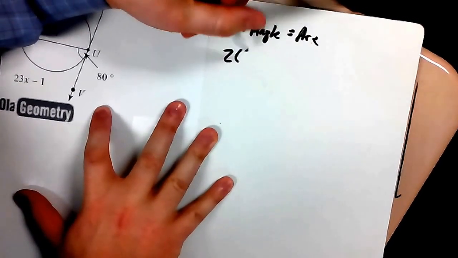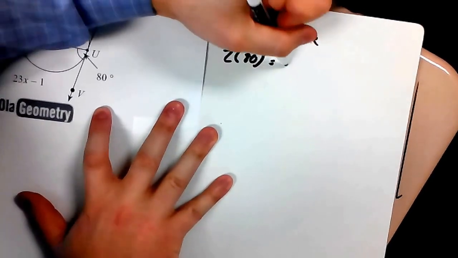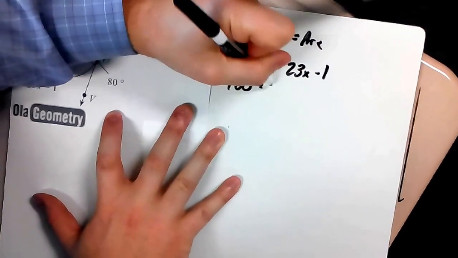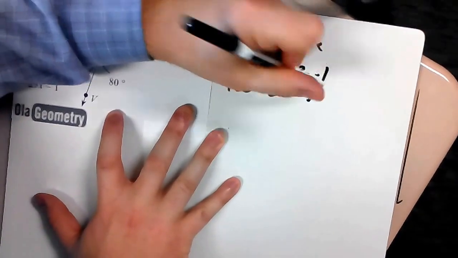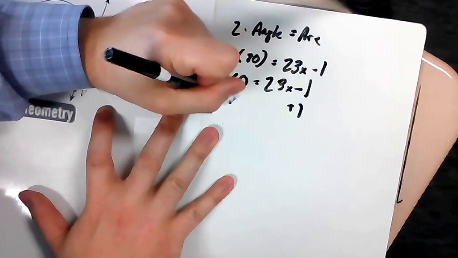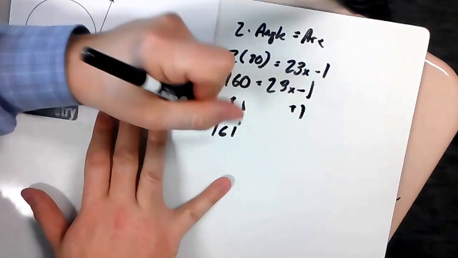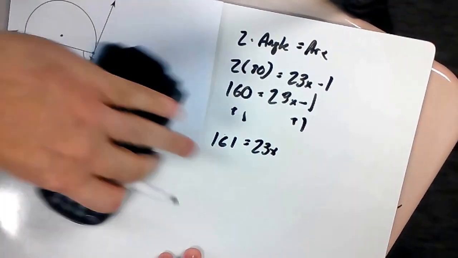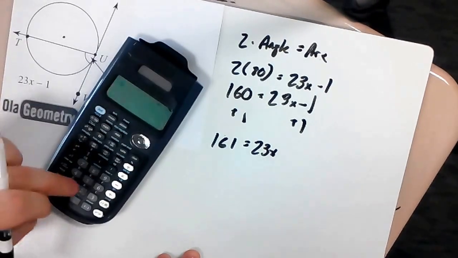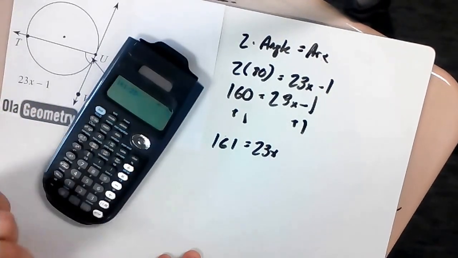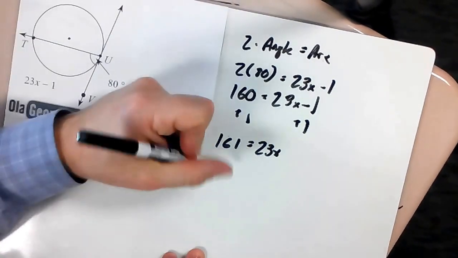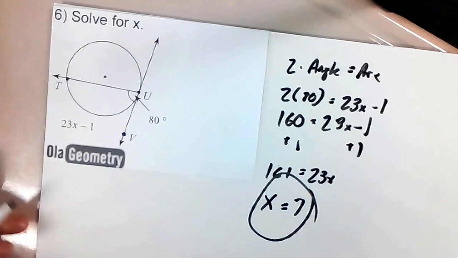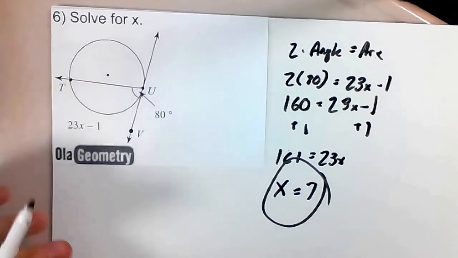I'm going to say 2 times 80 equals 23x minus 1. So I get 160 equals 23x minus 1, and I solve. So plus 1, that's 161 equals 23x. Let's take a look. So 161 divided by 23. And the answer is 7. X equals 7. Once again, it says solve for x, so I've solved the problem.